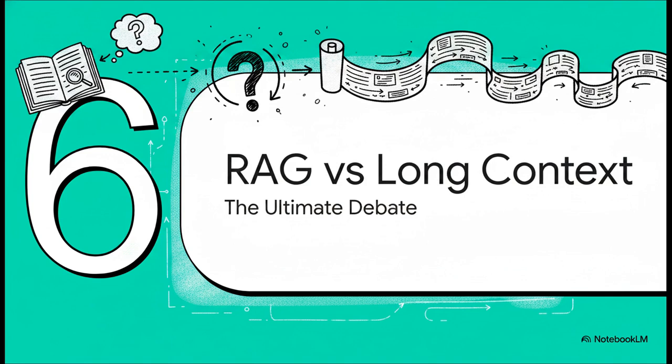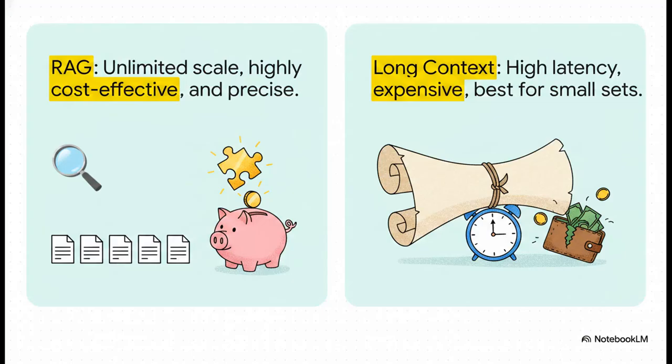Finally, let's look at Section 6, RAG versus long context. This brings us to a massive ongoing debate in the AI community. With modern LLMs supporting literally millions of tokens in a single prompt, do we even need RAG anymore? Well, the short answer is absolutely yes. They are simply different tools for different use cases.